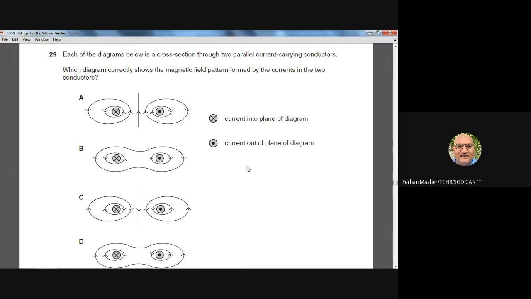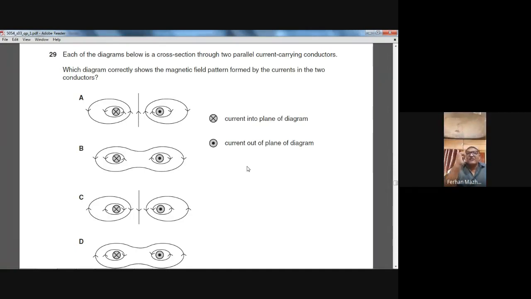You see here the 2 conductors are shown. In one conductor, they have put a dot, which means that the current is coming out of the screen. And in the other conductor, they have put a cross, which means that the current is going into the screen. So if you use your right hand grip rule for the straight conductor, for the conductor represented with the dot, the magnetic field around it should be clockwise.